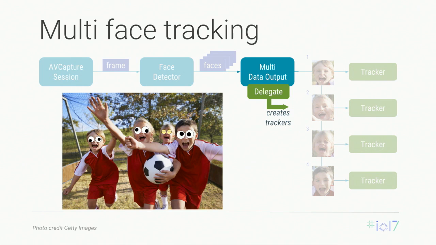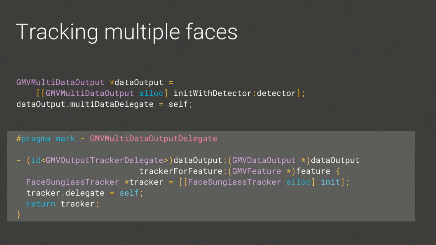We again have the same multi-face tracking on iOS as on Android. The only difference is that you use a multi-data output instead of focusing data output, so that it will be responsible for creating a tracker class for all the faces that are detected. And the code change is very straightforward. It's only one class change. So I'll skip this slide.